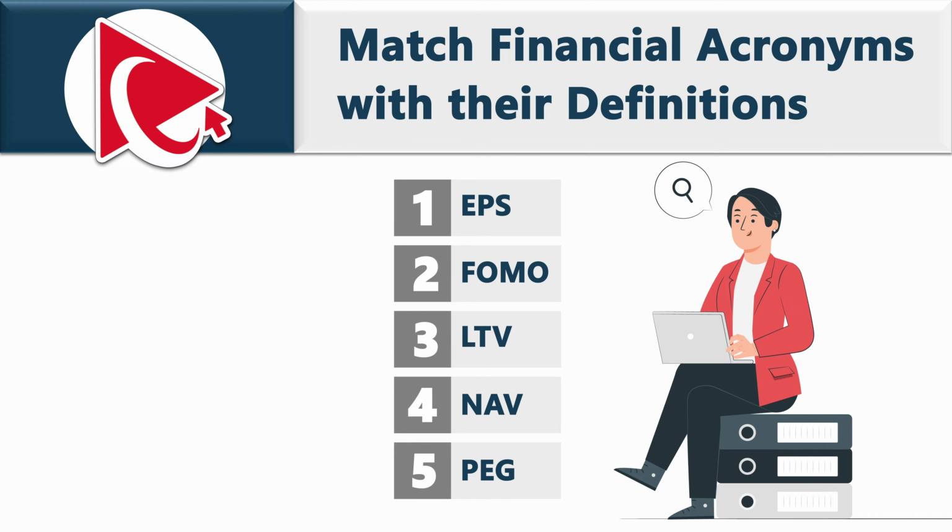Your objective with this question is to match financial acronyms with their definitions. The 5 acronyms you see on the screen are EPS, FOMO, LTV, NAV, and PEG. And the 5 choices to match them with are represented by Roman numerals.